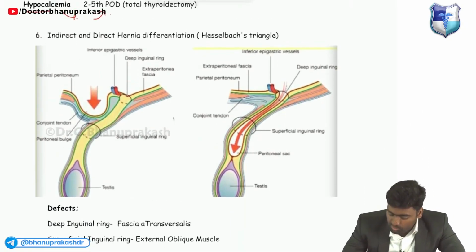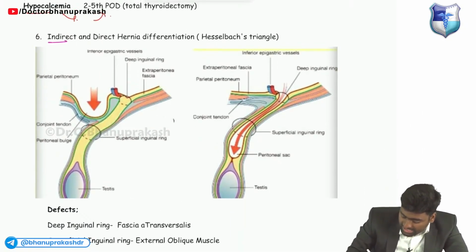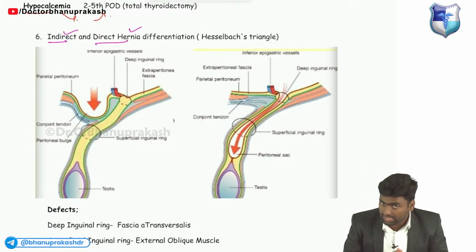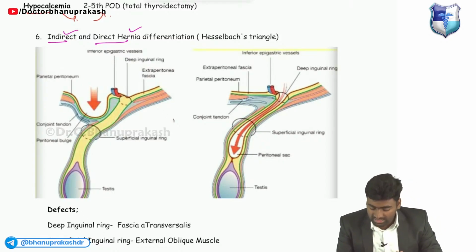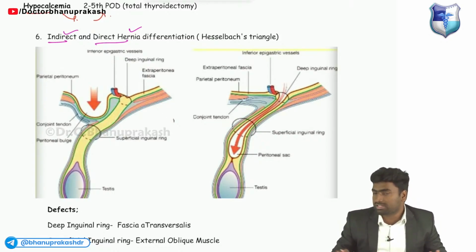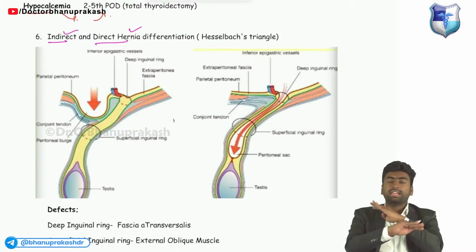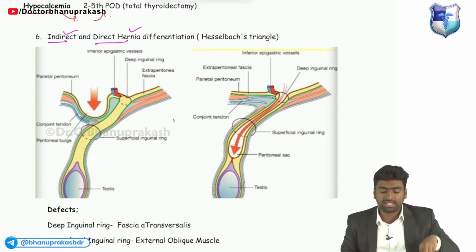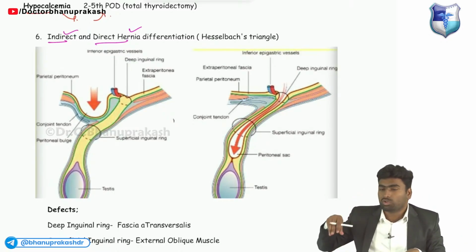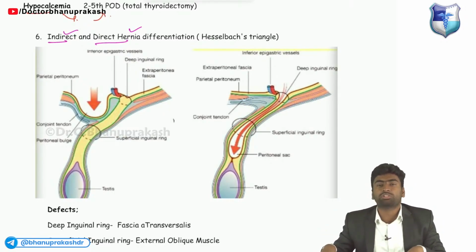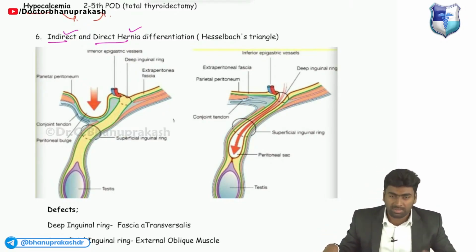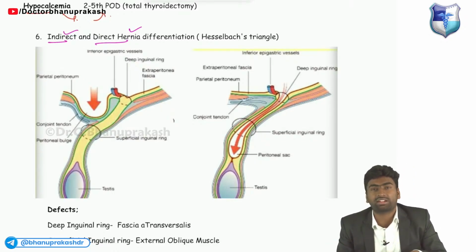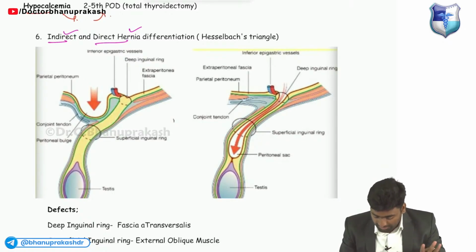And then we'll move on to the next topic, which is differentiating between indirect and direct hernia. See, remember just one word, direct hernia. This direct hernia, it won't pass through the deep inguinal ring. So iska matlab kya hai? The meaning of this is that the direct hernia won't go through the deep inguinal ring. It will go through the superficial ring if possible, and the other meaning is that the indirect inguinal hernia will definitely pass through the deep inguinal ring. ठीक है, इतना याद रखना.